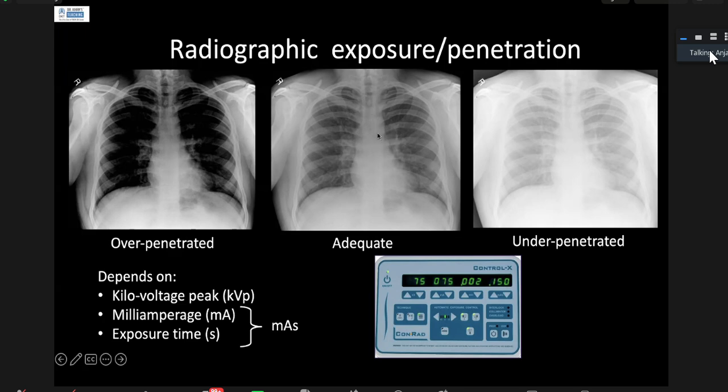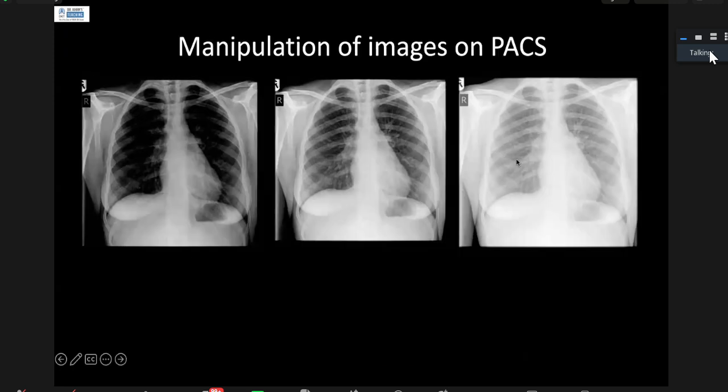So the one that you're seeing in the center is of adequate exposure, while on the left side, you can see clearly that the lung fields are very black, and that is because of overexposure or over-penetration. And on the right side, we can see the lung fields are whiter, hazy or more dull, and that's because of under-penetration. So nowadays, we can manipulate images on PACS and correct the degree of exposure to a certain extent.